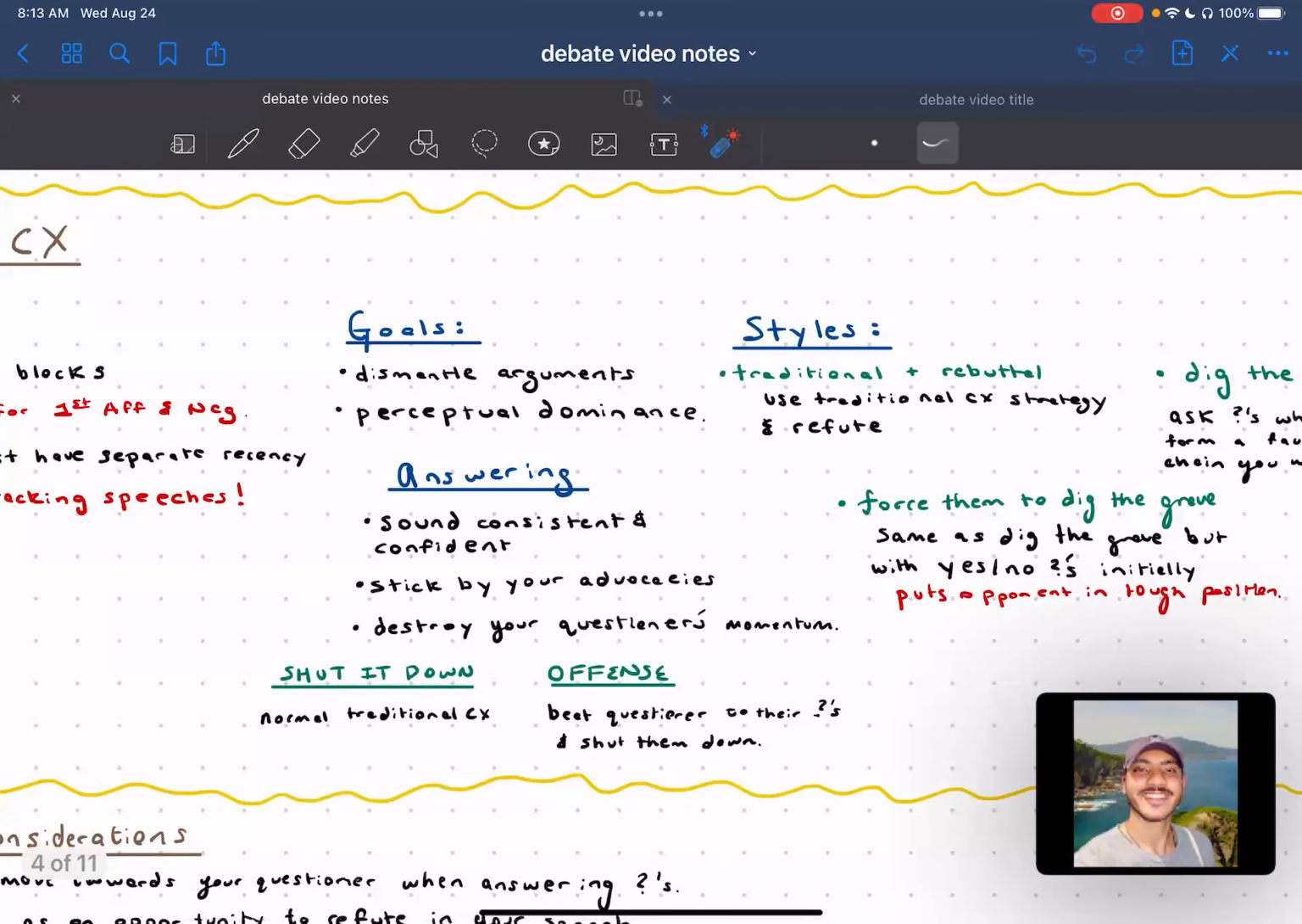Well, it's pretty much the same for traditional CX, which is to sound consistent and confident. After all, that's what you want to present to the judges, that you are sticking by your advocacies and that you really have a strong conviction about them. The second thing is to, again, stick by your advocacies, but the final thing is to destroy your questioner's momentum. You can do that in 2 different ways.